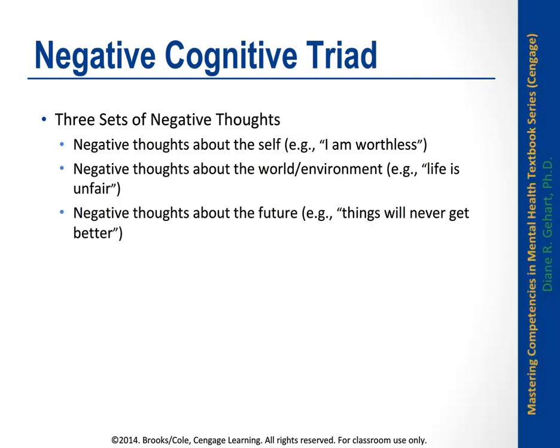The negative cognitive triad was developed by Beck in observing clients who come in with depression. Basically he said that they tend to have negative thoughts in three areas. Negative thoughts about the self: I'm worthless, I'm not good enough. Negative thoughts about the world or life: life is unfair, no one treats me right. And then negative thoughts about the future: things will never get better, this is not going to end. When you have this combination, it's the recipe for depression within his cognitive theory. So if you're working with someone who's presenting with depression, you would want to assess these three areas.